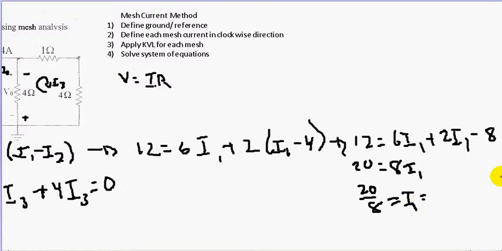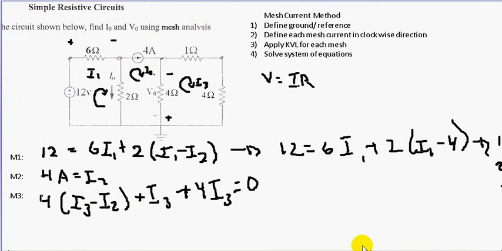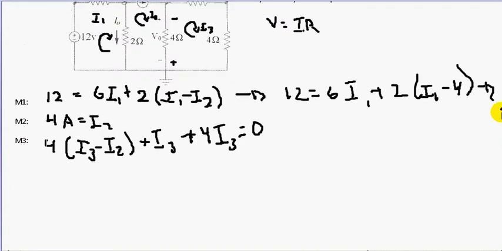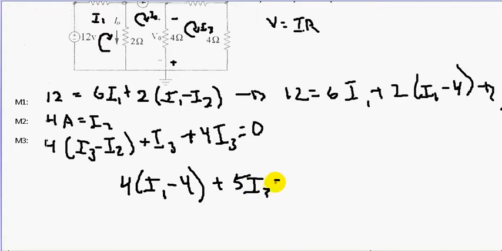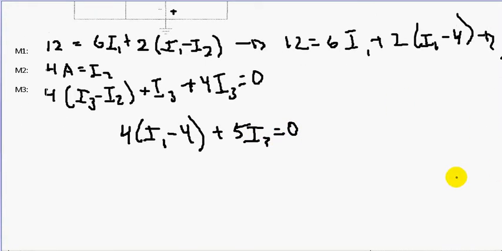Put that into our calculator. 2.5 amps. So now that we found I1, let's solve for I3, or the mesh current for mesh 3. We can distribute, and substitute 4 amps into I2. So we have 4 I3 minus 4 plus, we'll add that, that's 5 I3 equals 0. Okay. Let's clean this up a bit.